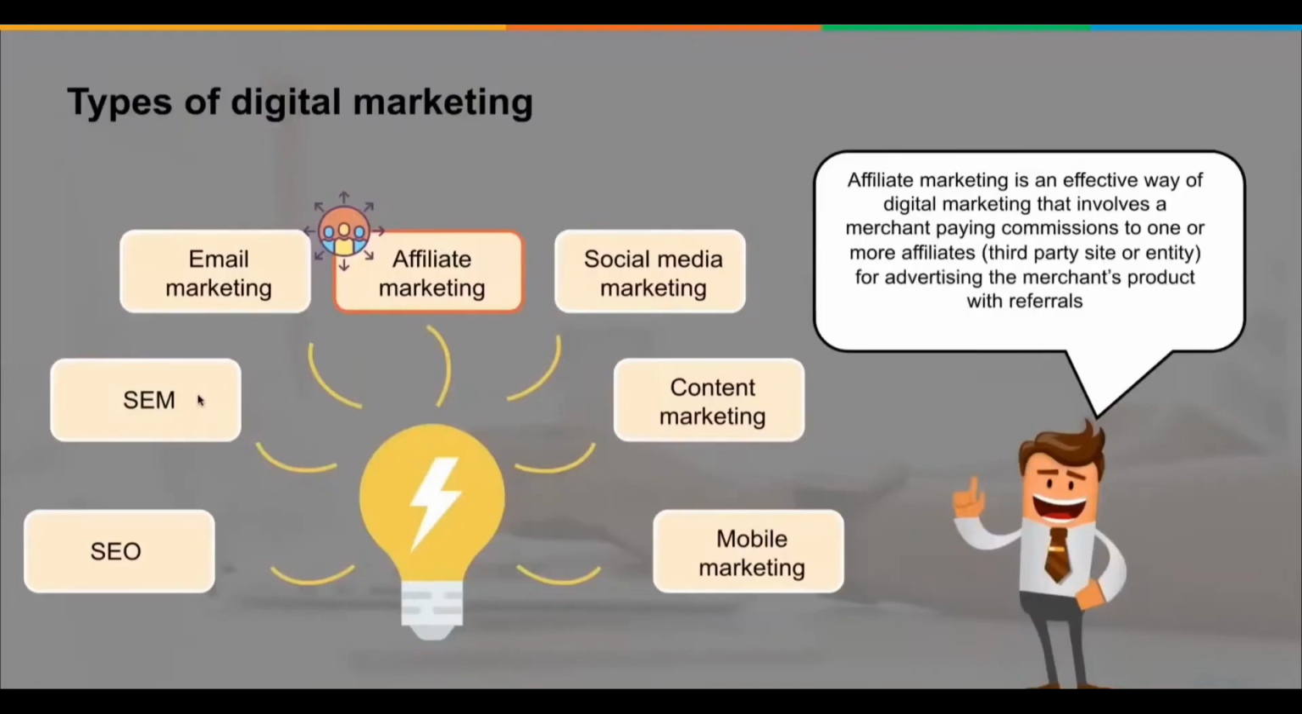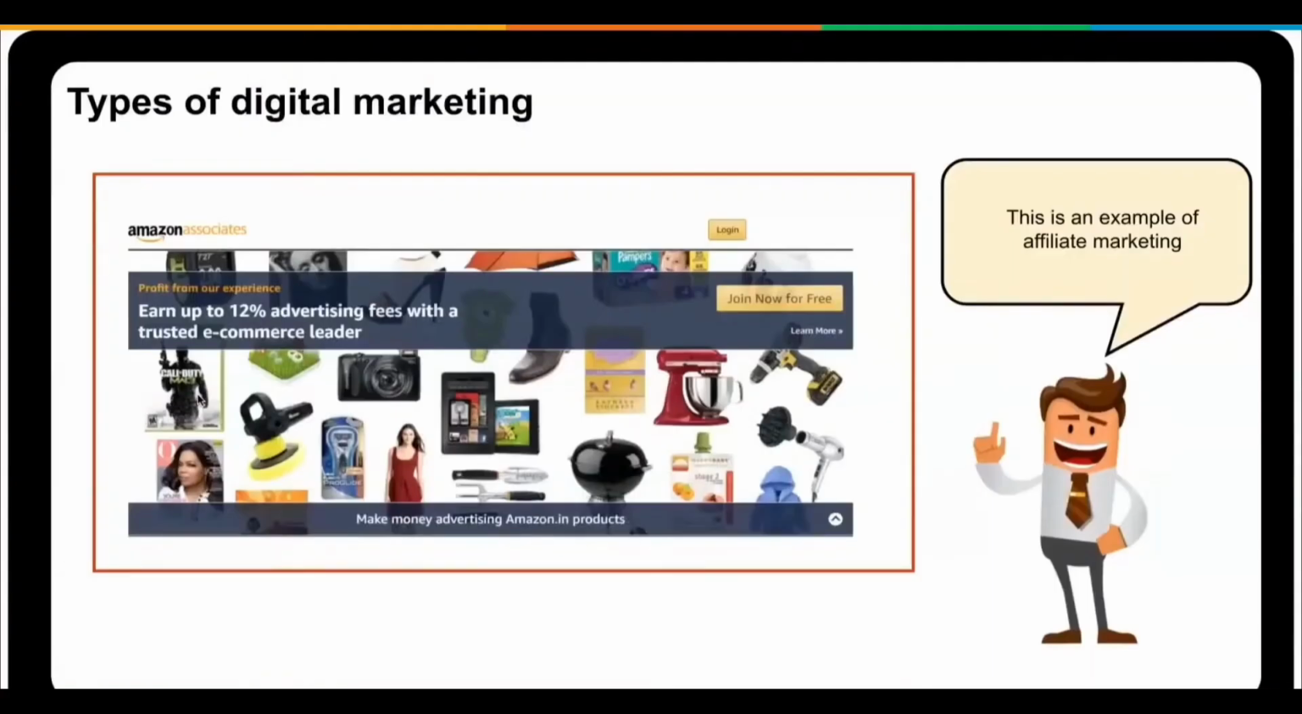And with affiliate marketing, to me, it's a good way to really promote your product or service. You can pick and choose the affiliates or the publishers you want to work with. So here's an example of affiliate marketing at work. You basically see a banner that says, earn up to 12% advertising fees with a trusted e-commerce leader. If somebody clicked on that and purchased, for example, or joined, you could pay out that commission.